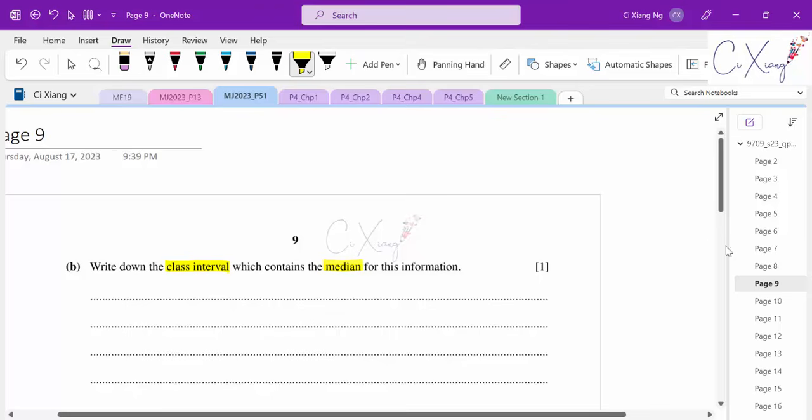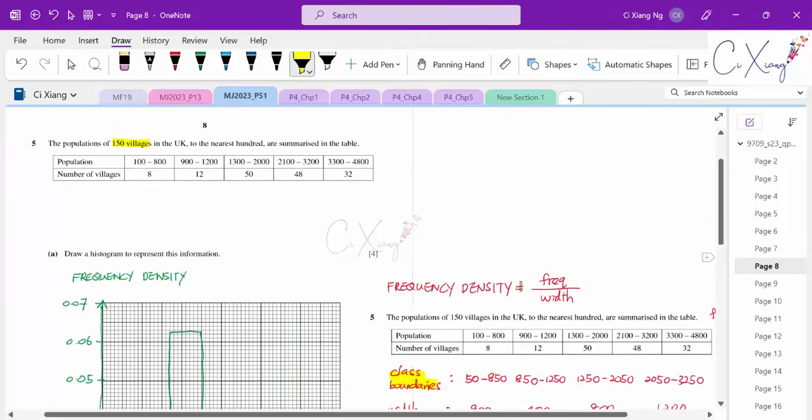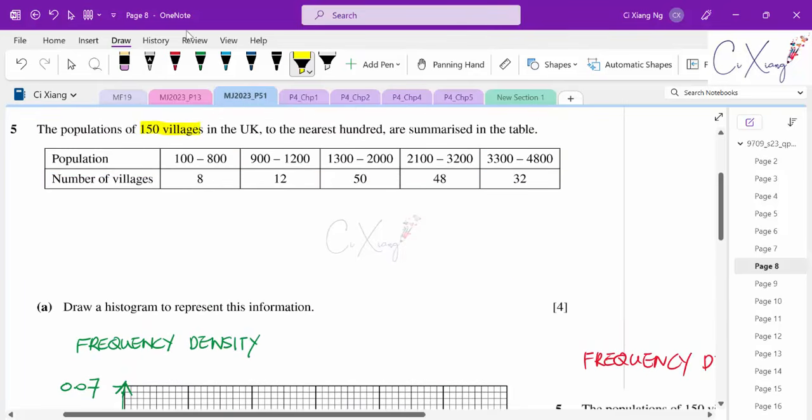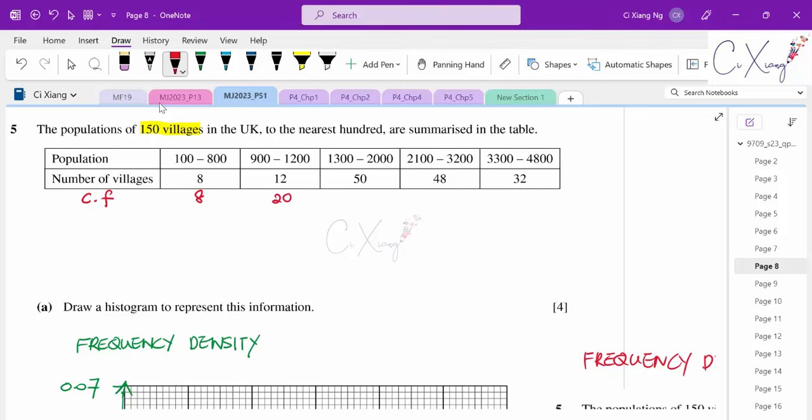Okay, so before we can get the median, we have to go back to our data. To get the median, basically I need to have the cumulative frequency value. The first value is 8. The second value will be 8 plus 12, so we will get 20. Then plus the next frequency, which is 50, so I'm having 70. Plus the next frequency again, I will have 118. And then plus 32, I will have 150.